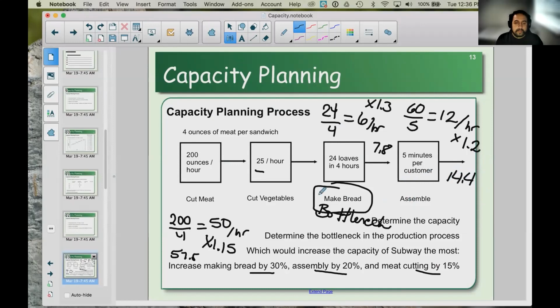But notice that any improvement in the meat cutting makes no difference in your capacity. Any improvement in the assembly time makes no difference to your capacity because of the bottleneck. So when you're looking at dealing with the gap when it comes to demand and capacity, where do you look? The bottleneck. If you're not increasing the amount of production at the bottleneck, you're not increasing capacity.